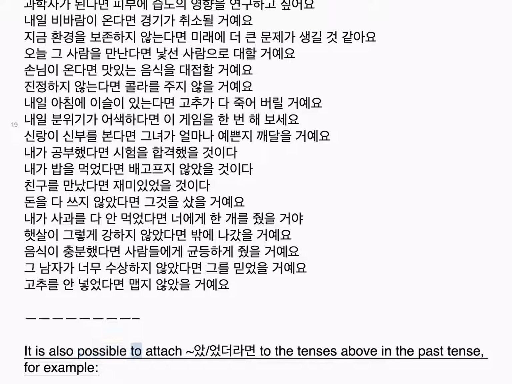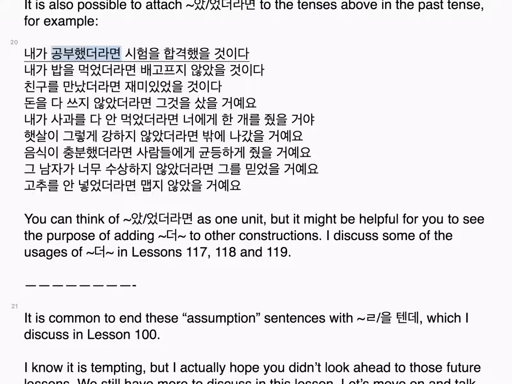It is also possible to attach 더라면 to the tenses above in the past tense. For example, 내가 공부했더라면 시험을 합격했을 것이다. 내가 밥을 먹었더라면 배고프지 않았을 것이다. 친구를 만났더라면 재미있었을 것이다. 돈을 다 쓰지 않았더라면 그것을 샀을 거예요. 내가 사과를 다 안 먹었더라면 너에게 한 개를 줬을 거야. 햇살이 그렇게 강하지 않았더라면 밖에 나갔을 거예요. 음식이 충분했더라면 사람들에게 균등하게 줬을 거예요. 그 남자가 너무 수상하지 않았더라면 그를 믿었을 거예요. 고추를 안 넣었더라면 맵지 않았을 거예요.